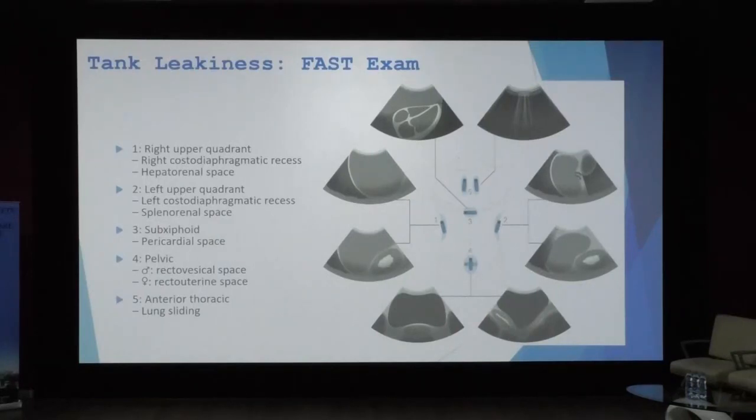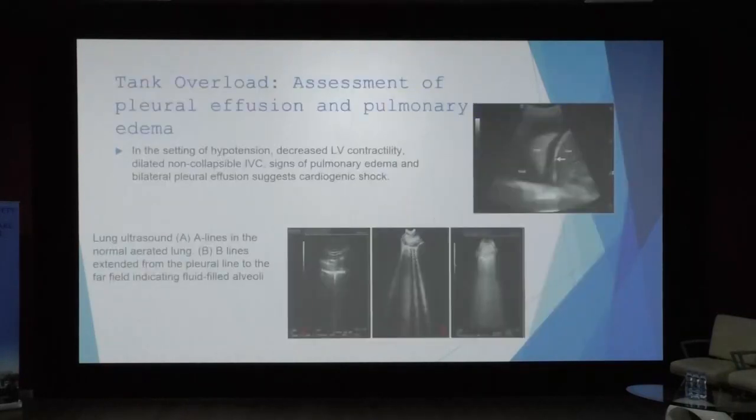And if you put the probe on the lung, look for lung sliding. If lung sliding is absent, think that the patient has some problem. In a subsequent slide, I will show the lung point, pneumothorax and other things. So when you talk about tank overload, assessment of pleural effusion and pulmonary edema, we can see here: in cases of hypotension or decreased LV contractility, a dilated non-collapsible IVC, signs of pulmonary edema and bilateral pleural effusion suggest the patient may be having a cardiogenic shock.